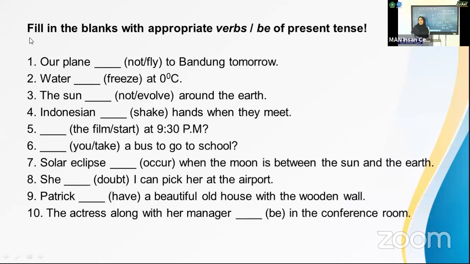Ini menggunakan to be nih, antara M dan juga R ya. The actress along with her manager. So, what is the answer? Last questions using to be, the twin is M or R. The actress along with her manager has be in the conference room. Okay, the actress along with her manager are in the conference room. Is that all? Udah? Jawabannya are ya, jadi menggunakan are.